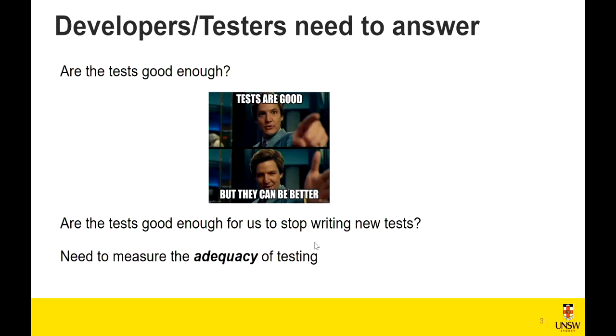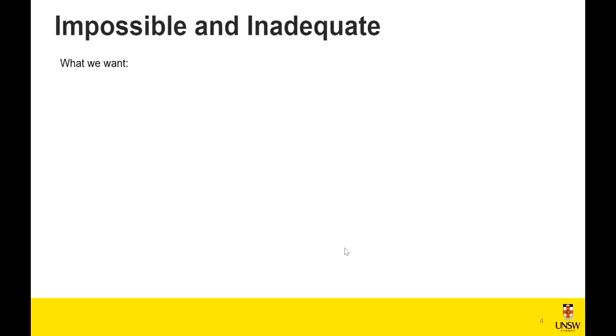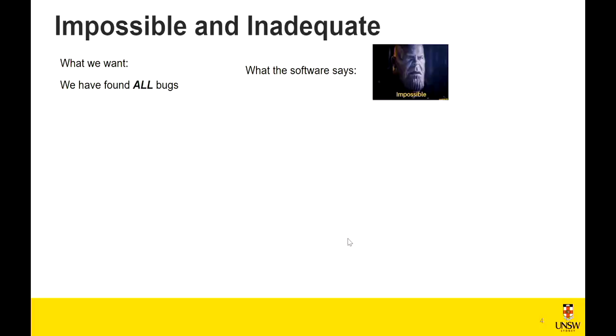So we need to somehow measure the adequacy of testing. We want to show that we have done a certain level of testing. And ideally, what we want to do with testing is to find all the bugs. But reality will simply tell you this is impossible. It's impossible for us to find all the bugs in a very complex software, especially the real-world ones.